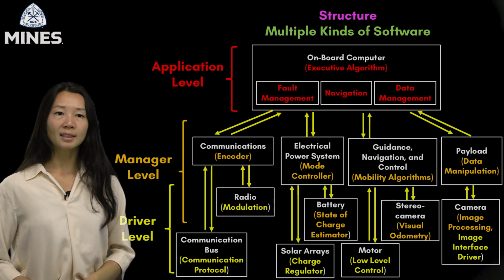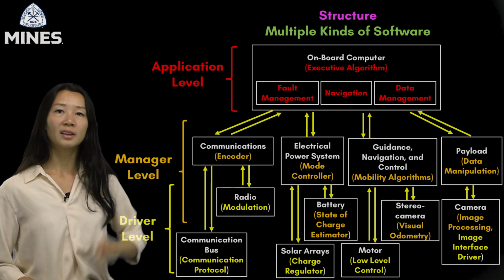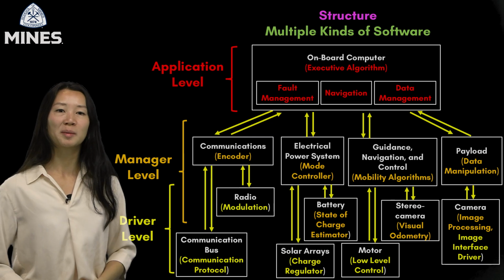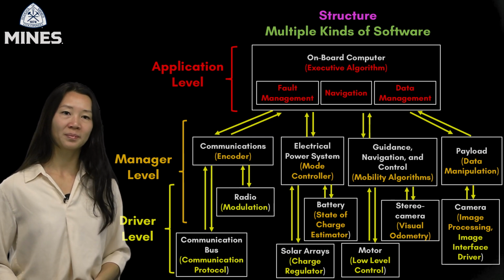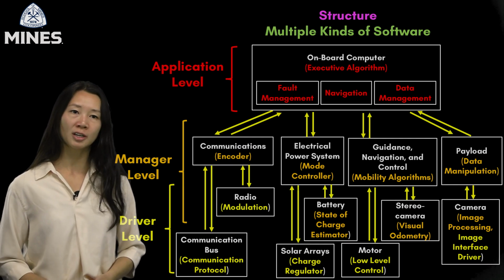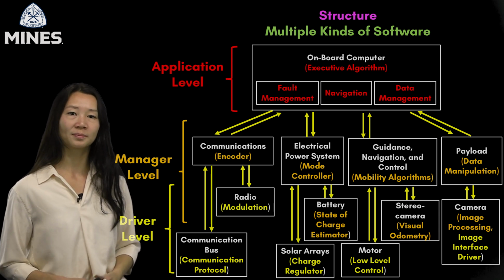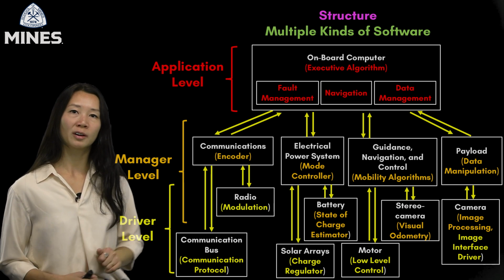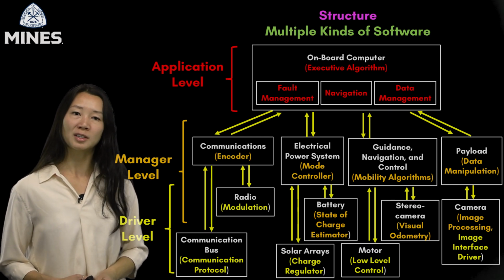They translate high-level goals like go to Site 3 into wheel commands. The visual odometry manager above the stereo camera processes images to estimate motion. In the payload, data manipulation includes things like image stitching or spectroscopy pre-processing before anything is downlinked. The image processing software may enhance or compress the data before it goes to the data management system.